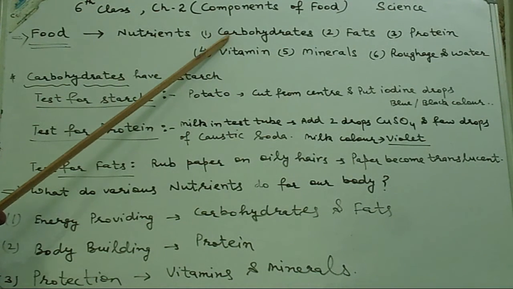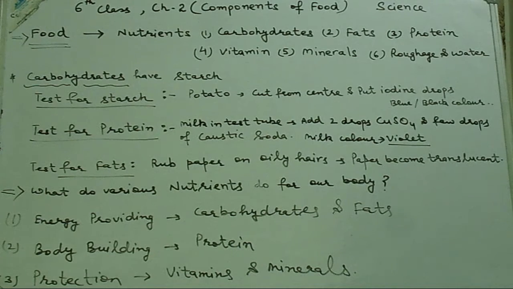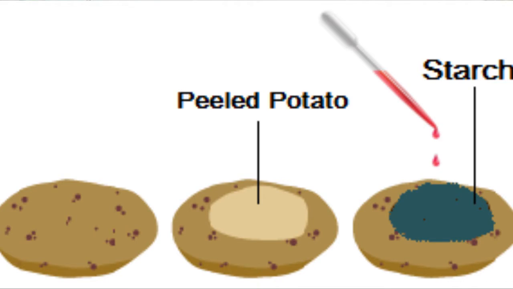Carbohydrate contains starch, and starch is one of the complex sugars that is not directly digestible. This starch has to be converted into a digestible form, and that is possible only by a few of the enzymes present in our body. Now we have to know which food items contain this starch, and for the presence of starch we have to perform one test.